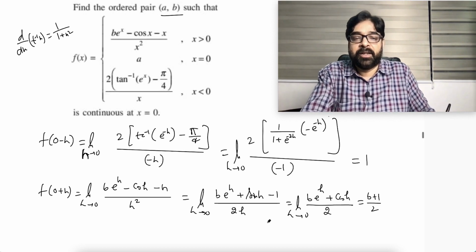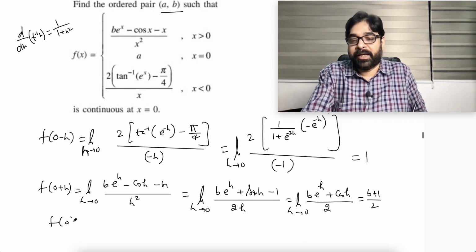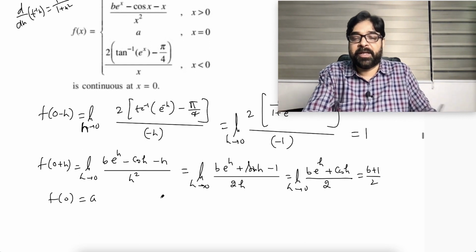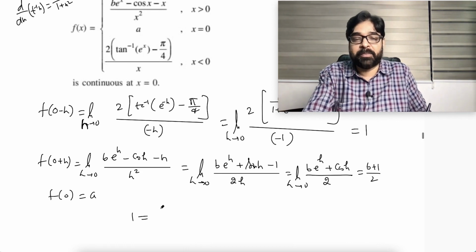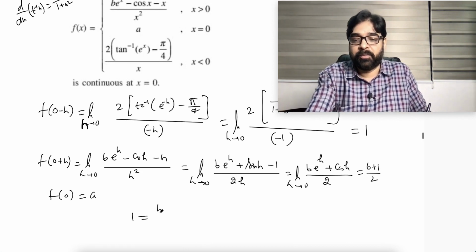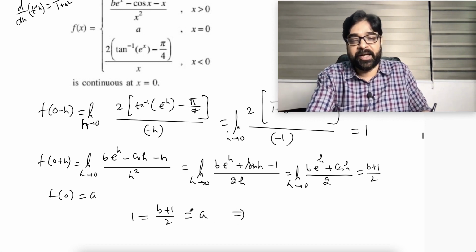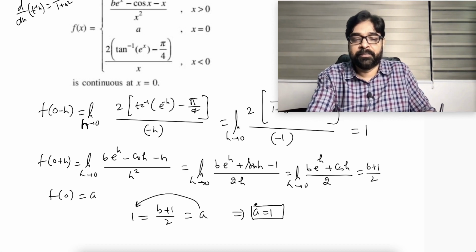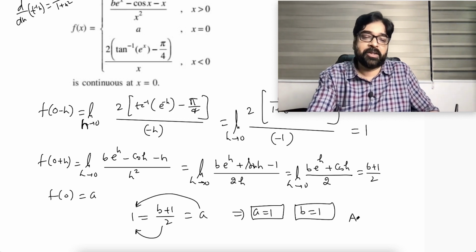Am I right? Now, f of 0 is already given as a. So what do you say? These three must be equal. That means 1 must be equal to b plus 1 by 2, and b plus 1 by 2 must be equal to a. So if you compare these two, a equals 1. And if you compare these two, the 2 goes over, so b is also 1. This will be your answer.